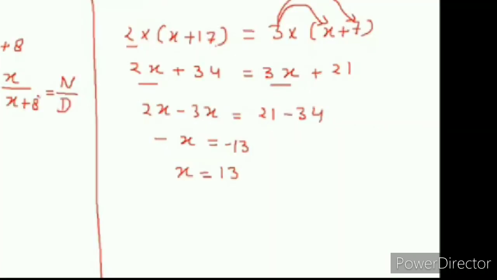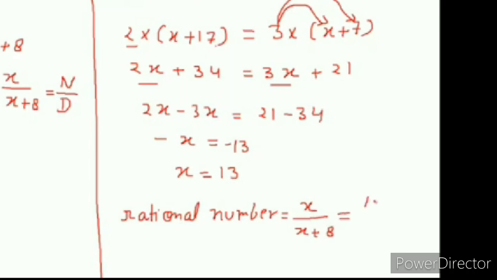Now we will find the denominator. What is the denominator? It is 8 more than the numerator. So 13 plus 8 is 21. In that we should substitute the x value. 13 by 13 plus 8 is equal to 13 by 21, which is our required rational number.